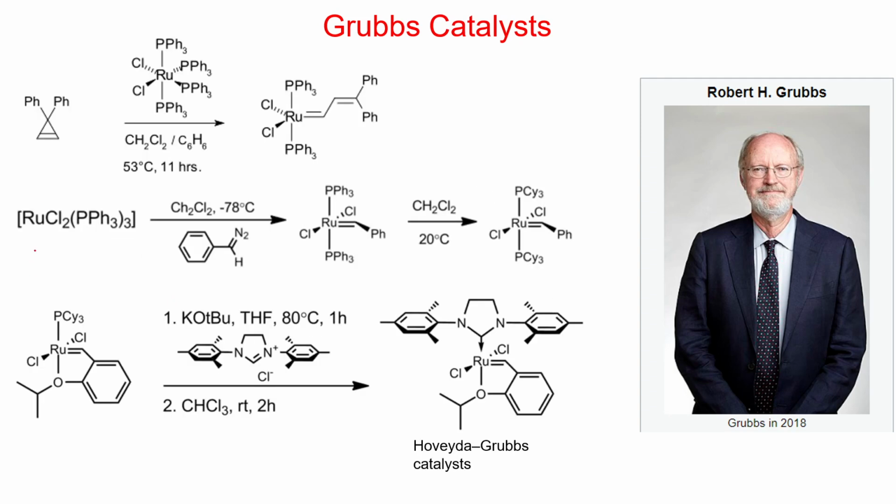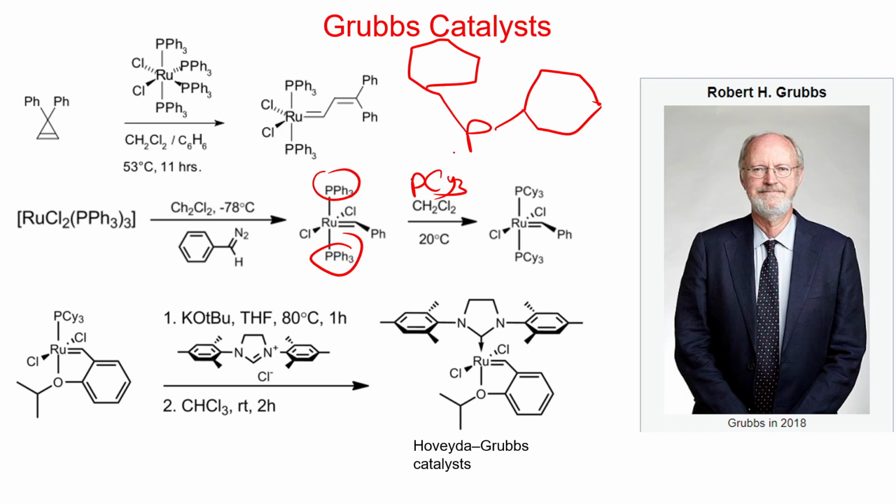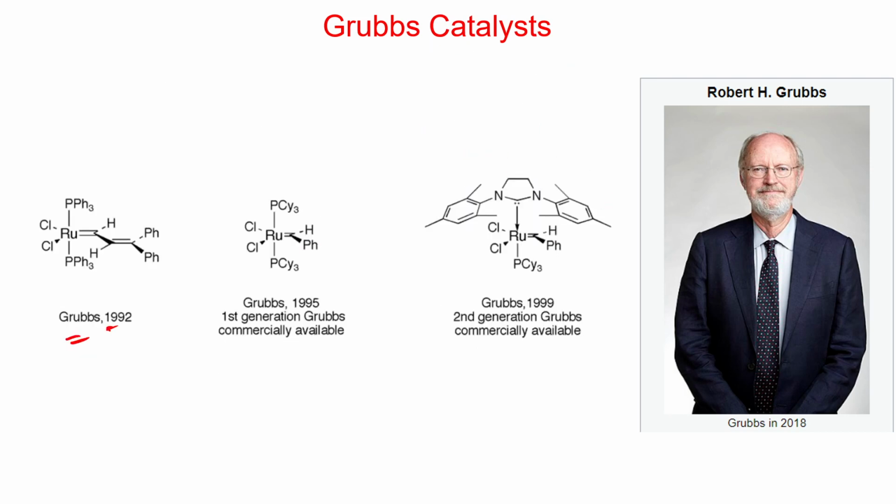Followed by this, they reacted with different diazo compounds, and that leads to the formation of this kind of metallocarbene. What they have done is just replace this ligand. PPh3 was replaced by PCy3, tricyclohexylphosphine. So initially PPh3 was there, and they replaced that PPh3 with this PCy3, and that leads to this particular compound, which is nothing but your first generation Grubbs catalyst.